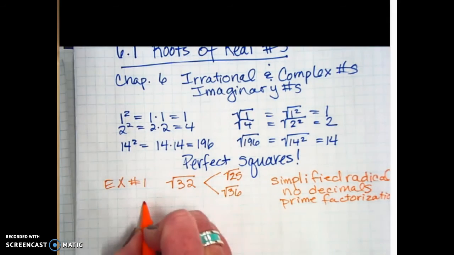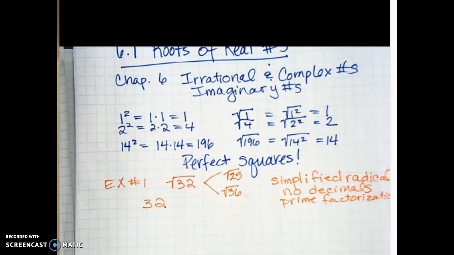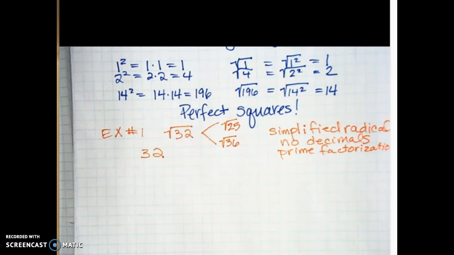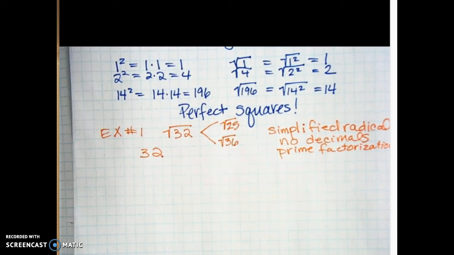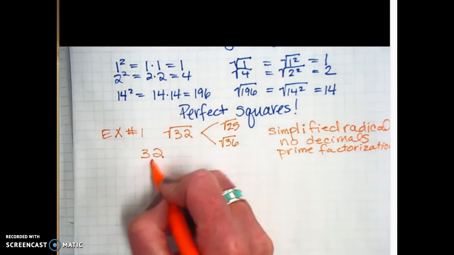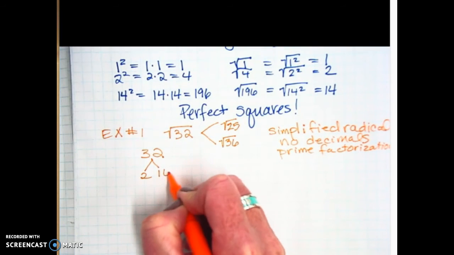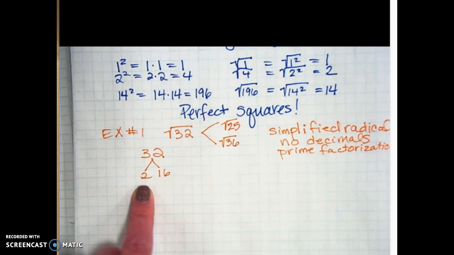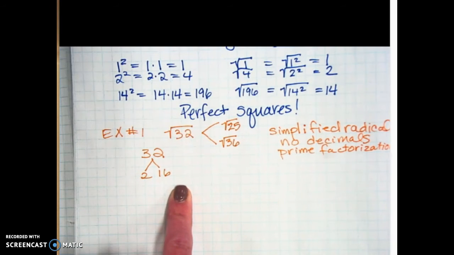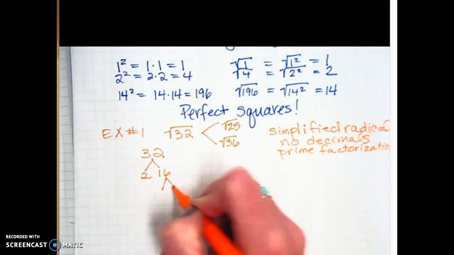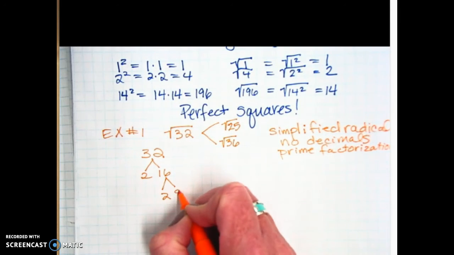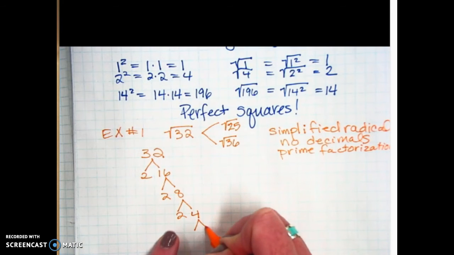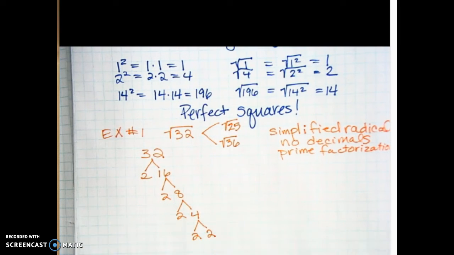Okay, so if we start with 32, because it's even, we know that 2 goes in there 16 times. And 2 is prime, so we can't factor that anymore, but 16 is not prime. It's what we call composite, and so we can factor it more. Because it's even, we know that 2 goes in there 8 times, 2 goes into 8 4 times, and 2 goes into 4 2 times.